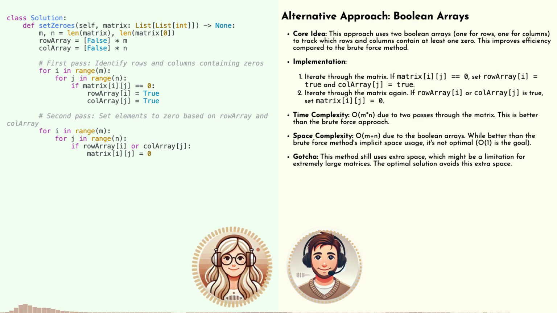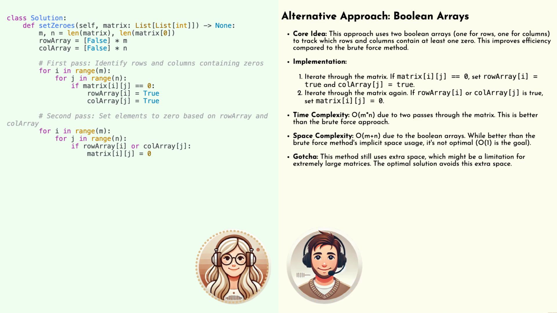Precisely. And once we've scanned the entire matrix and marked our arrays, we do a second pass. This time, for every cell at [i][j], we check if either row array[i] or col array[j] is true. If either one is true, we set matrix[i][j] to 0. So we're essentially using these Boolean arrays as a lookup table to tell us which rows and columns need to be zeroed.